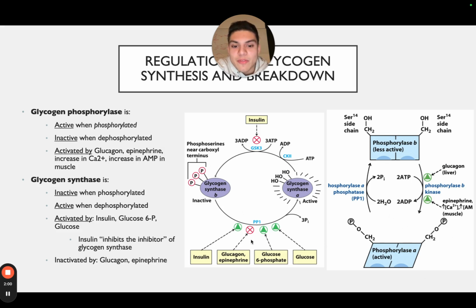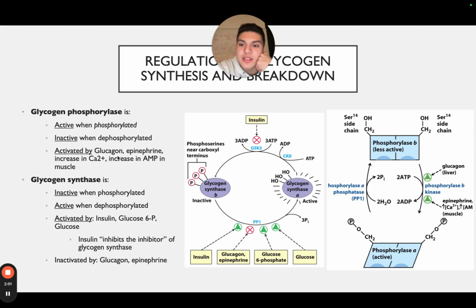Whereas if our phosphatase activity is being activated here, then we're going to favor the dephosphorylated versions of these enzymes. And one of them is active, the other is not. So something to keep in mind. The glycogen phosphorylase is activated by glucagon, epinephrine, calcium, AMP, and all that stuff.